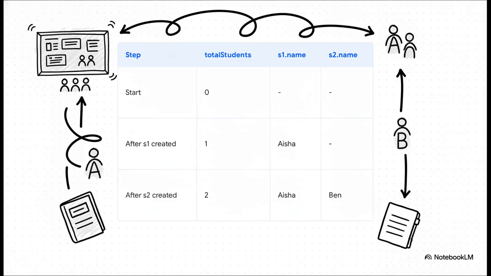But now look at the name columns for S1 and S2. Because the name is a non-static instance variable, their personal diaries, Aisha's name stays Aisha and Ben's name stays Ben. The shared counter increments correctly while the names remain completely unique. This is such a brilliant design pattern, using a static counter and instance data together in the exact same class.